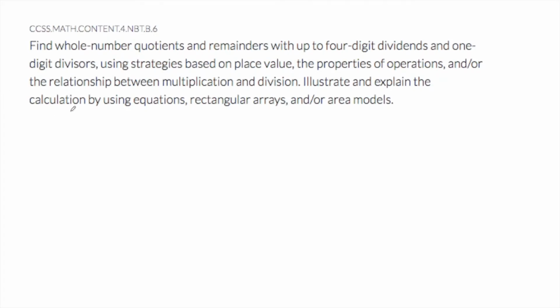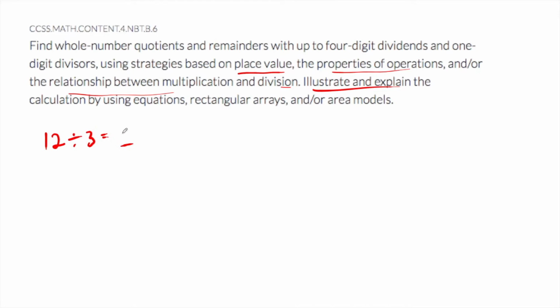It doesn't say fluently use the traditional algorithm, right? It's strategies based on place value, properties of operations, the relationship between multiplication and division, illustrate and explain. And so what that means is we're going to rely on a third grade concept where we as adults are experienced enough with division to think of it as straight division. 12 divided by 3 equals blank.